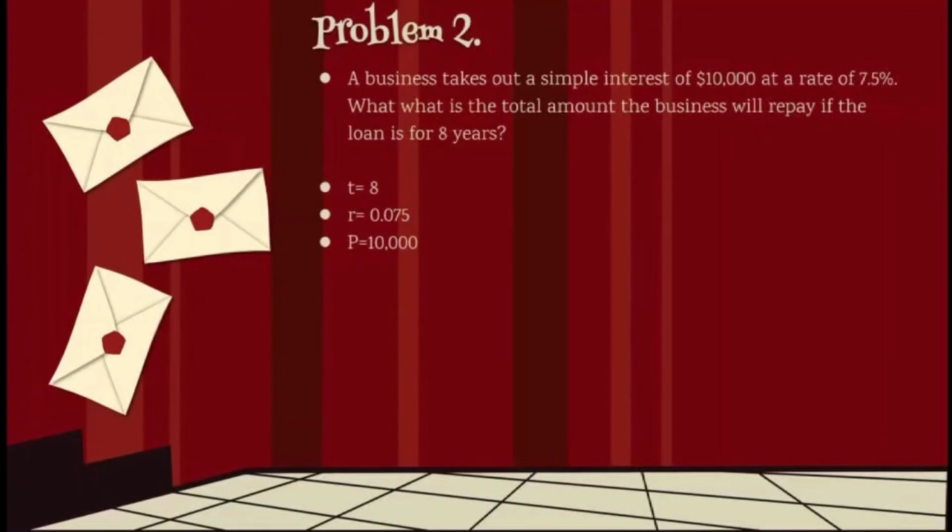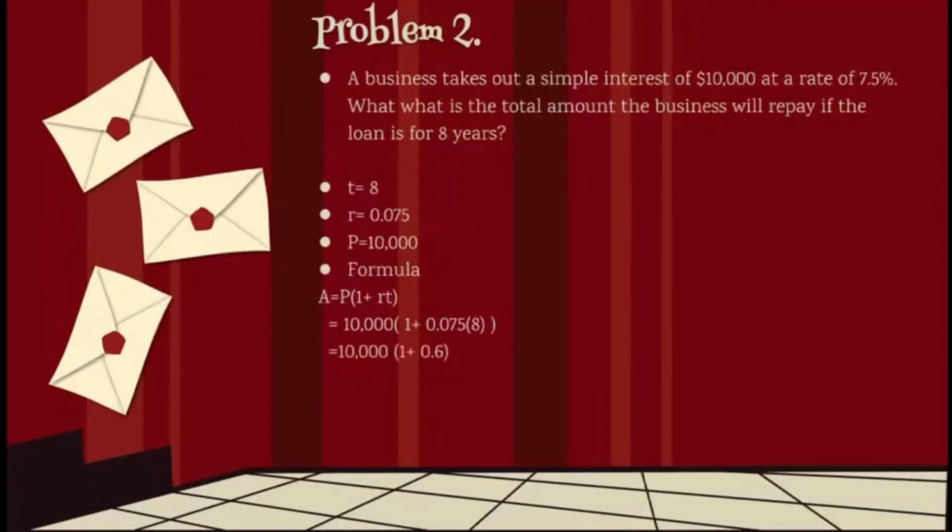Next thing to do is use the simple interest formula for future value. The formula is A is equal to P times the quantity 1 plus RT. Since we already know the values of P, R, and T, we need to simplify: 10,000 times the quantity 1 plus 0.075 times 8.